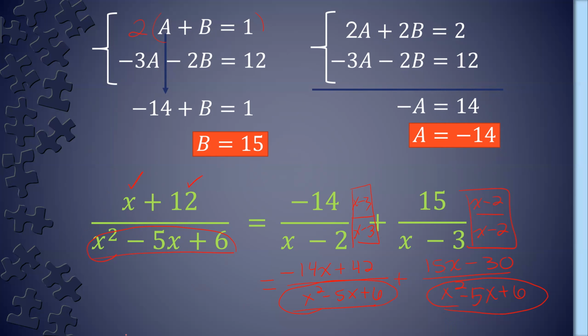So as we can see, the fraction x plus 12 over x squared minus 5x plus 6 can be split into negative 14 over x plus 15 over x minus 3. And that is how we decompose a fraction.